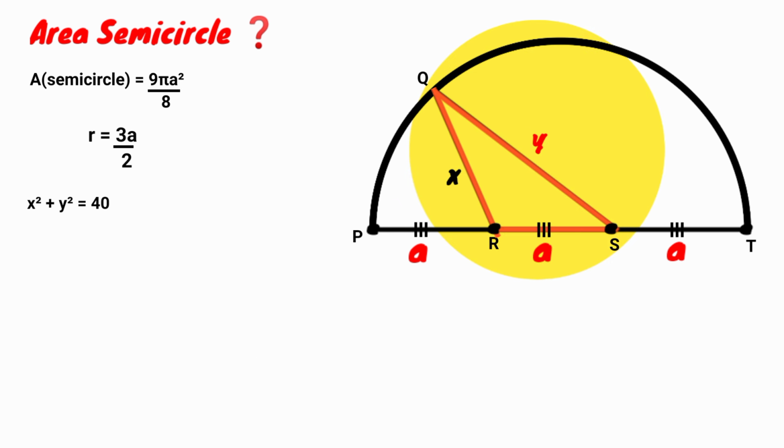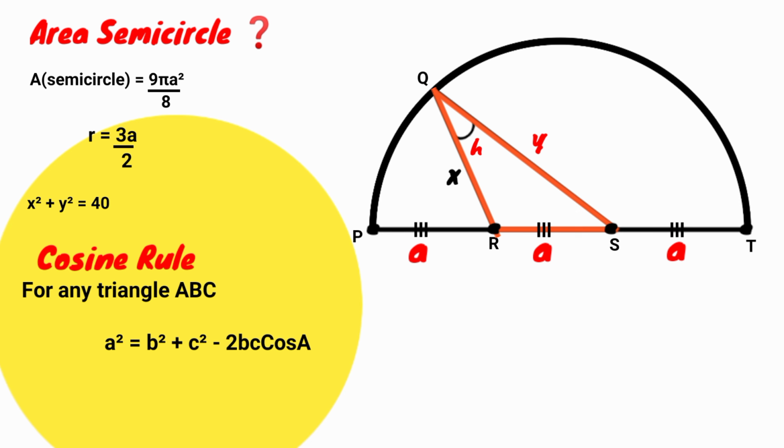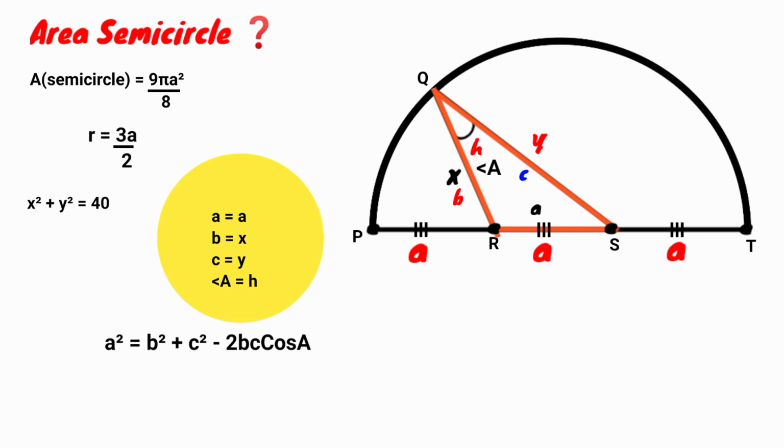Now look at this triangle. It has its sides to be of length x, y, and a. We assume the size of this angle to be h. Then use the cosine rule on the triangle. By the cosine rule, we know for a triangle ABC, a squared equal to b squared plus c squared minus 2bc cos A, where A is the angle facing side a. So here, if we assume this angle to be A, this must be side a, and yes, its length is a already. If we let this be B, this must be C. So a equal to a, b equal to x, and c equal to y.